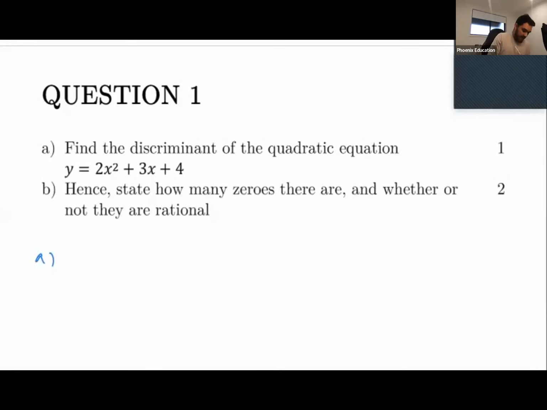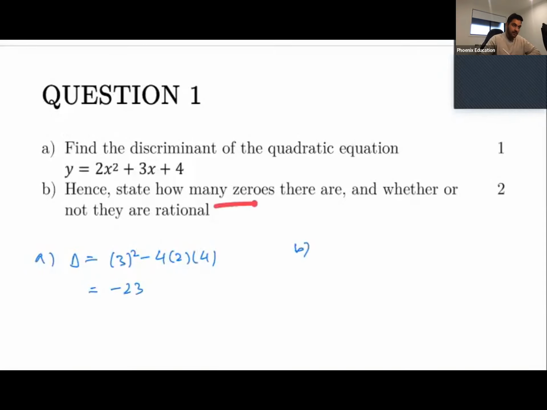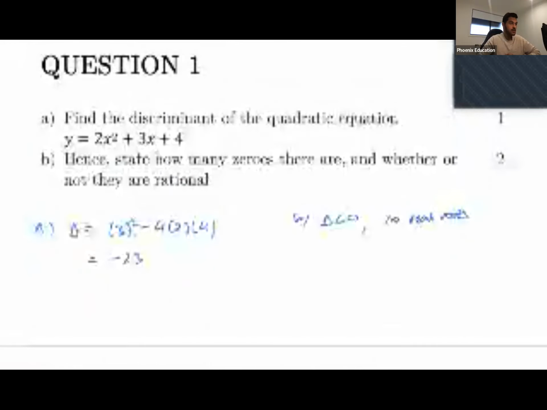Okay, let's have a look at part A. We need to find the discriminant. The discriminant is given by b squared, so 3 squared, minus 4ac. If we plug this into the calculator, it should come out as negative 23. Part B asks us to state how many zeros there are. Because the discriminant is less than 0, there are no real roots. Even if this was positive, it wouldn't be rational. If this was positive 23, it is not a square number, so it wouldn't be rational. So that's that question there.